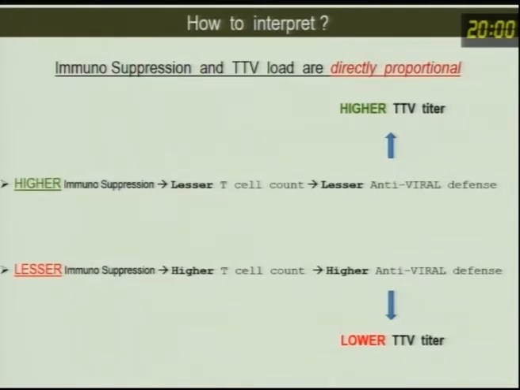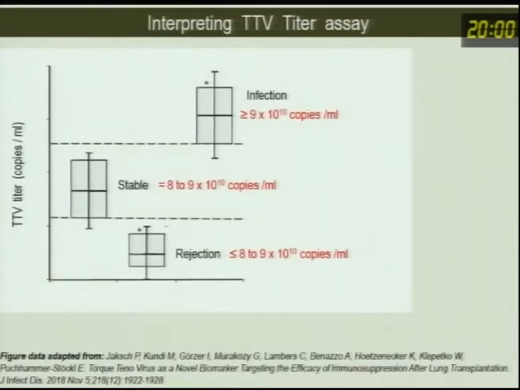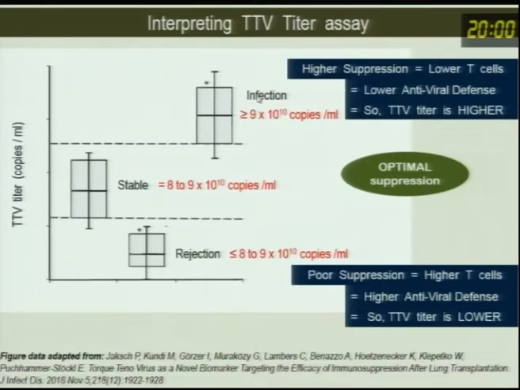So how are we going to interpret this in a clinical setup? If you detect a very high copy of viral titer, then the chance of infection is very high because of higher suppression, lower T cells, lower antiviral defense, higher TTV titer. The reverse is true here. If the copy number is very low, the chance of rejection is higher. So this is your optimal window.